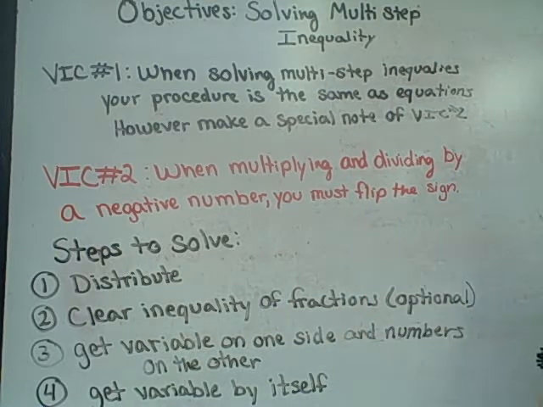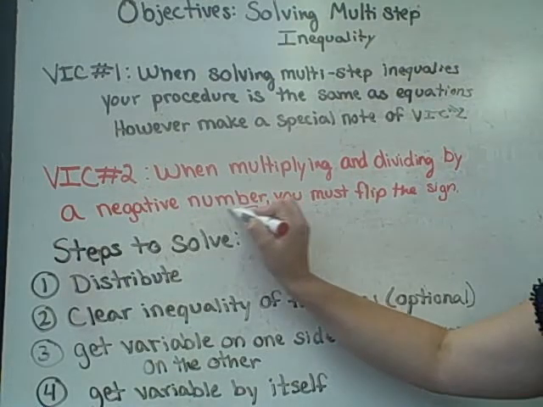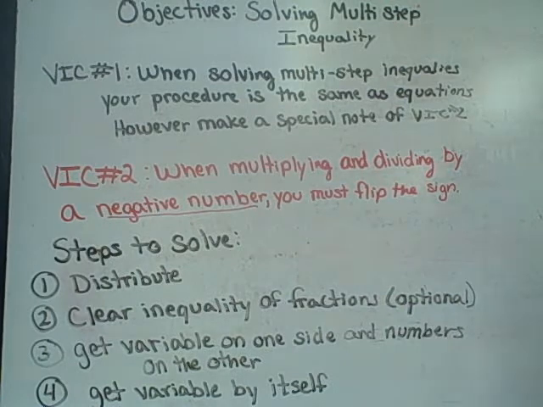When multiplying or dividing by a negative number, and only then, you flip the sign. So greater than would become less than, and less than would become greater than, but only when you multiply or divide by a negative number.